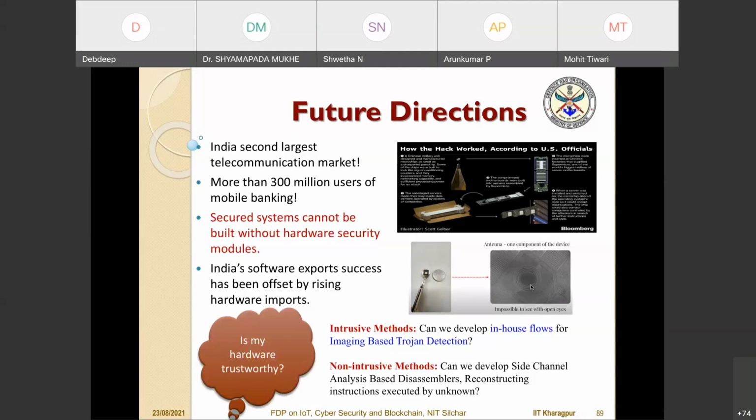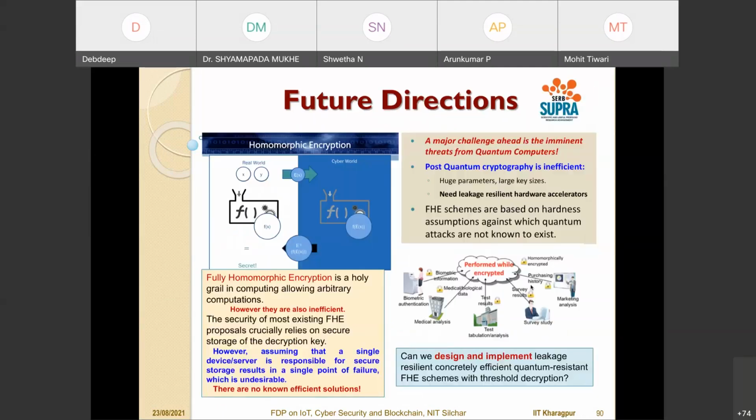So basically, the other thing while we are working on searchable encryption is the domain of what is called fully homomorphic encryption. We are trying to see whether we can design and implement leakage resilient, concretely efficient, quantum resistant, fully homomorphic encryption and realize it for practical applications.